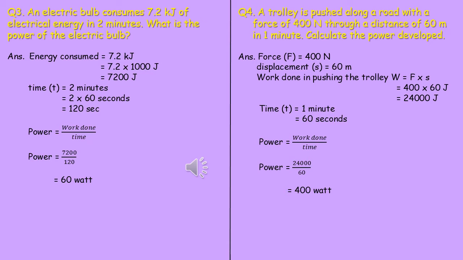Next question. A trolley is pushed along a road with a force of 400 Newton through a distance of 60 meter in 1 minute. Calculate the power developed. Force F is equal to 400 Newton, displacement S is equal to 60 meter. So work done in pushing the trolley, W is equal to F into S, that is equal to 400 into 60 joule, 24,000 joule. Time t is equal to 1 minute, that is 60 seconds. Power is equal to work done by time. So 24,000 divided by 60 is 400 watt.